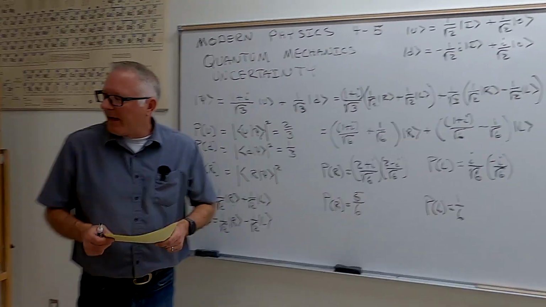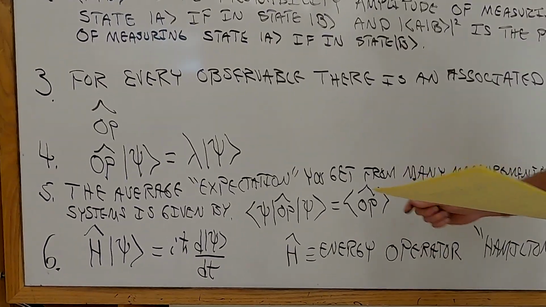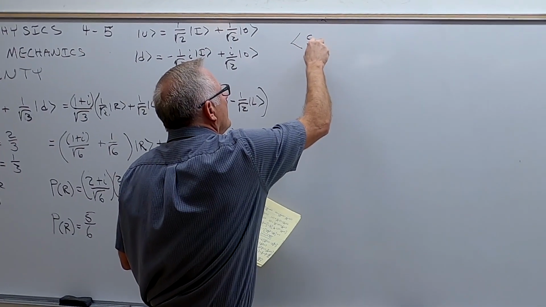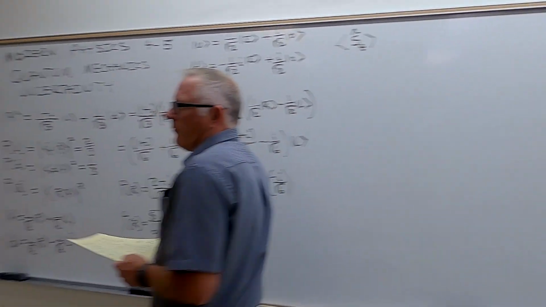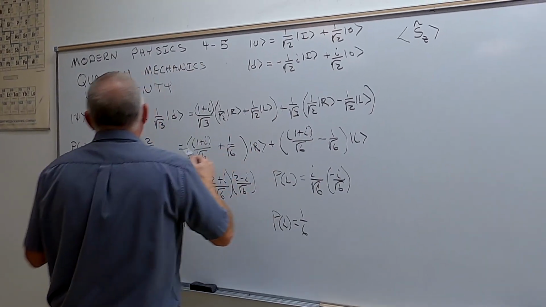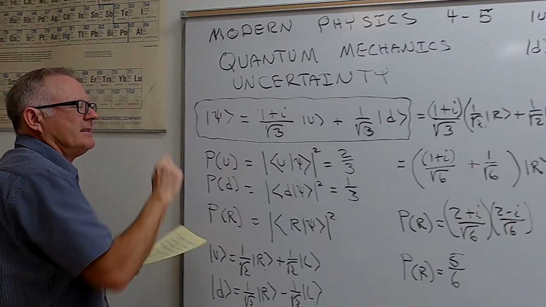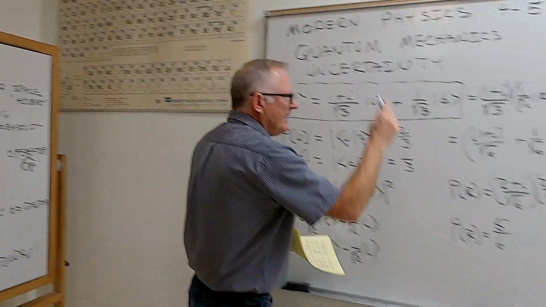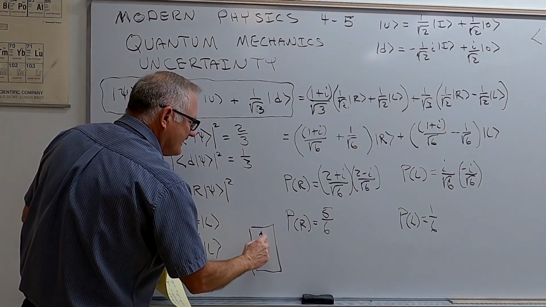Okay, now if we go back and look at this, say we want to get the average value of S in the Z direction. So what if we wanted to get S sub Z average? That means if we had a whole bunch of these electrons, not just one, a whole pile of them, we went along here and measured our sensor in the Z direction.